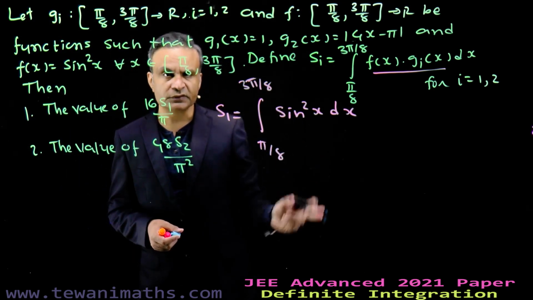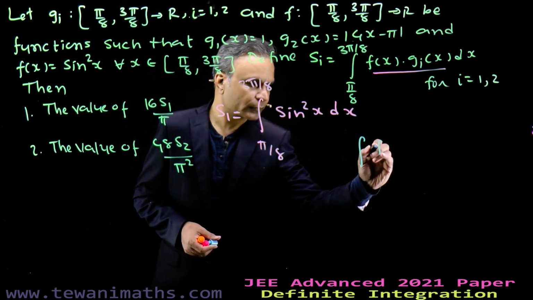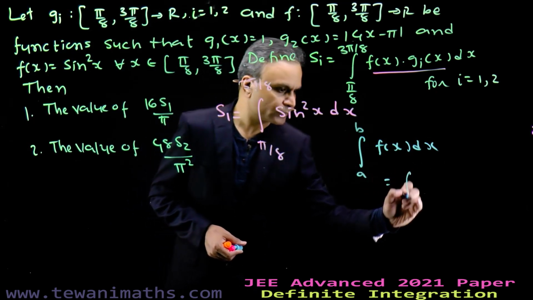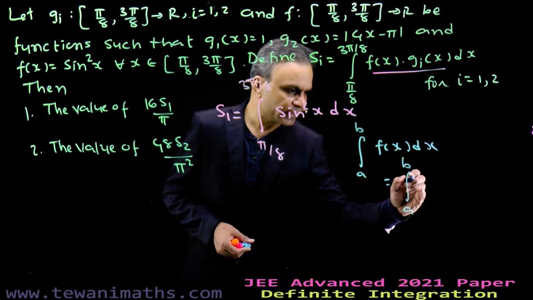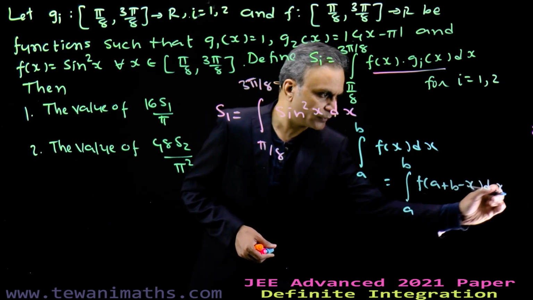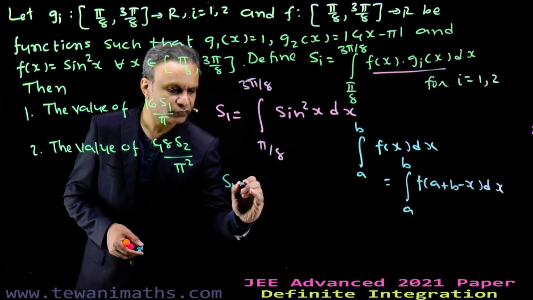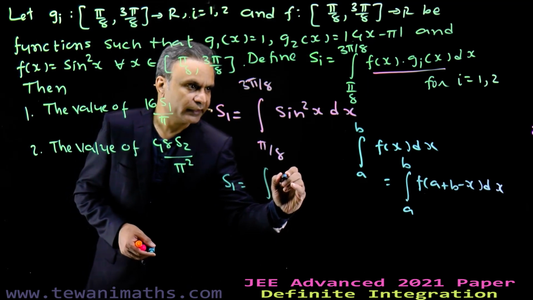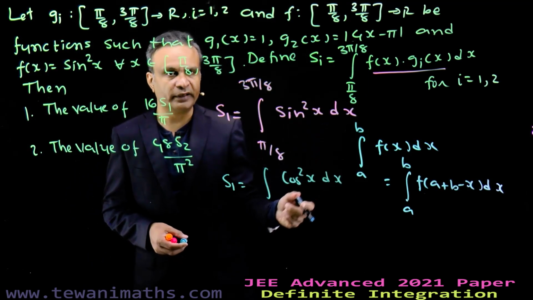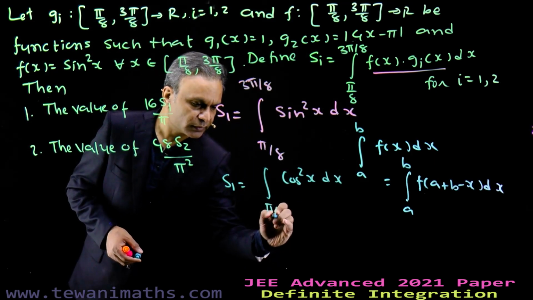Sum of these two limits is pi by 2, so we can use this property. This is a very common property. We can replace x with a plus b minus x. So here we will replace x with pi by 2 minus x. We get S1 is equal to, the integrand function will be cos square x. Replacing x with pi by 2 minus x, we get cos square x. Limits will be same.